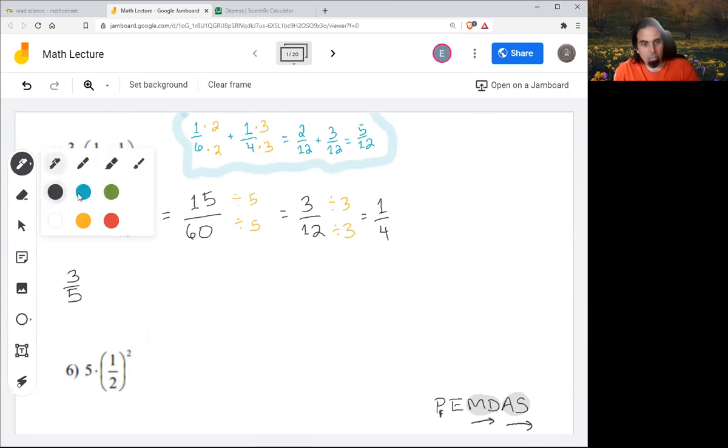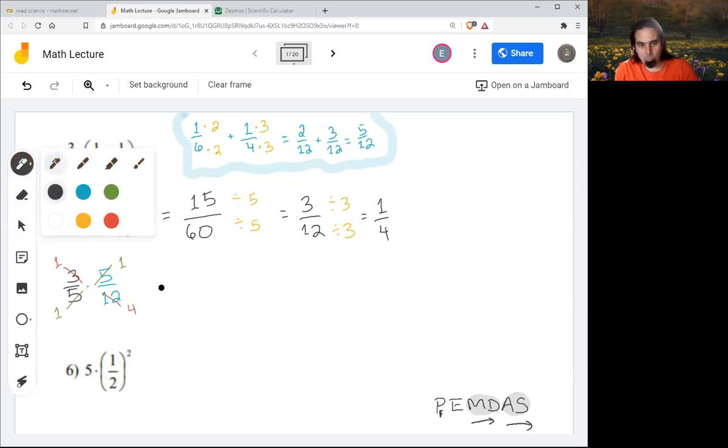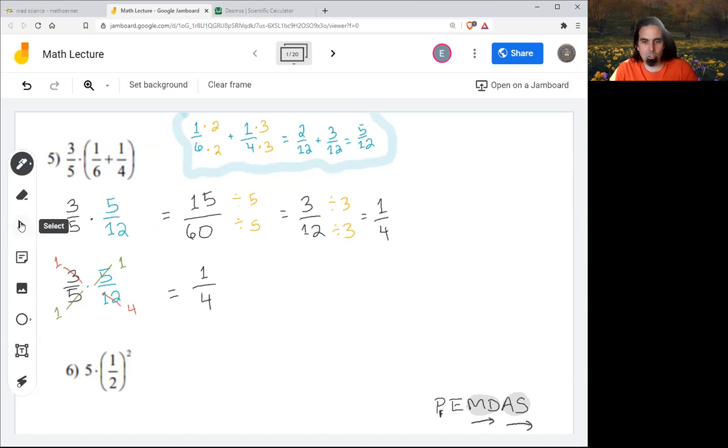What's the more efficient way to do 3/5 times 5/12? Canceling. So I can say, let's cancel the 5s. 5 divided by 5 is 1. That's a terrible looking one. And I can say, let's cancel the 3s. 3 divided by 3 is 1. 12 divided by 3 is 4. And then when I multiply across, 1 times 1 is 1. 1 times 4 is 4. Get my answer much more quickly.